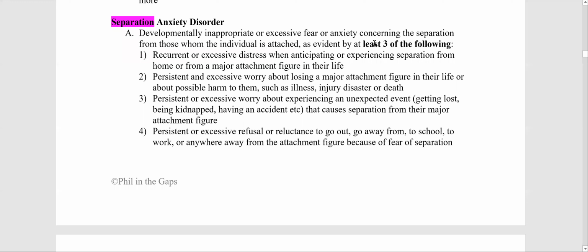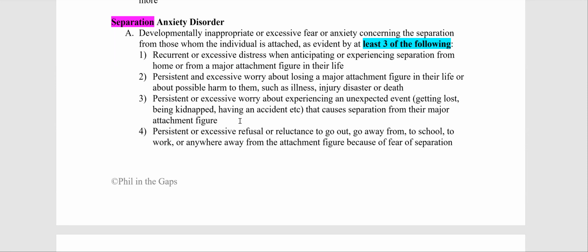So the symptoms here are going to be 3 of them. So it's kind of different from the others based on the fact that it varies. But again, the length of time is going to be the same. So 3 or more of the following. So recurrent or excessive distress when anticipating or experiencing separation from home or from a major attachment figure in the person's life. It doesn't really have to be a location, but as long as that significant person is associated with that location, it may be marked distress.